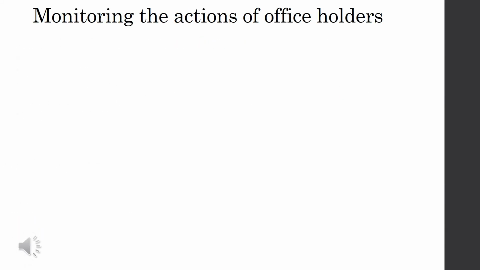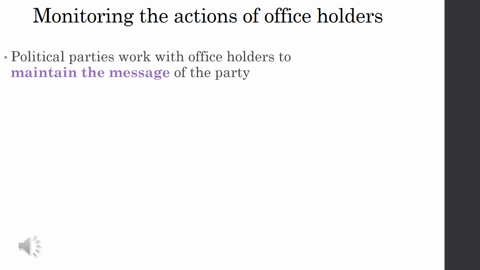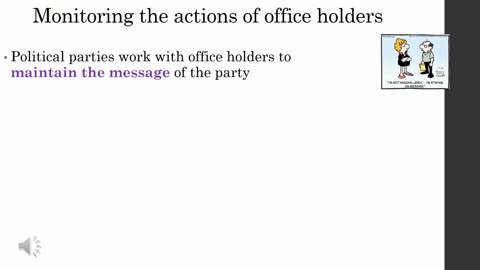So here's the thing. If political parties are going to spend all this time and money getting somebody elected to office, they're going to monitor the actions of the office holder. Here's how that's done. Political parties work with office holders to maintain the message of the party. Again, I'm not nagging Leroy. I'm staying on message. Staying on message is very important because the political party has a lot of different things it's trying to get done, and it needs to make sure that all of its elected officials are moving in the same direction.